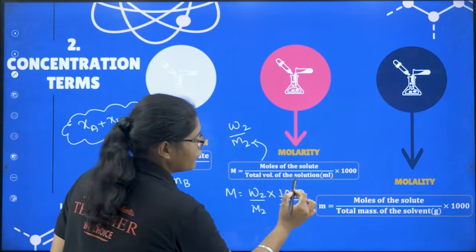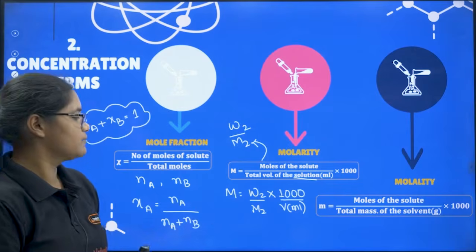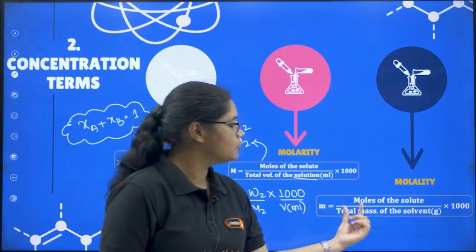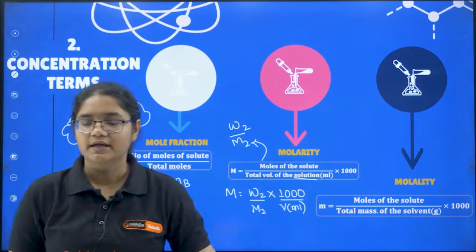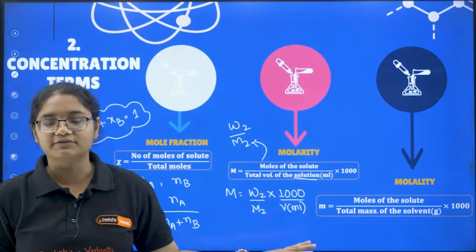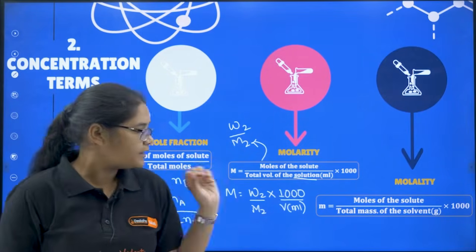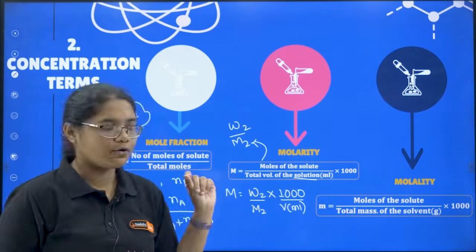Now whose volume? Volume of the solution. This is important, okay? Volume of the solution. Next you have molality. Molality is what? Moles of the solute by mass of the solvent in gram into 1000, right? Here also in place of moles you can put this W2 by M2, okay?